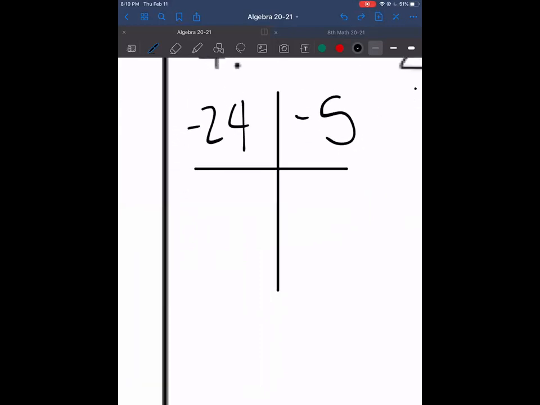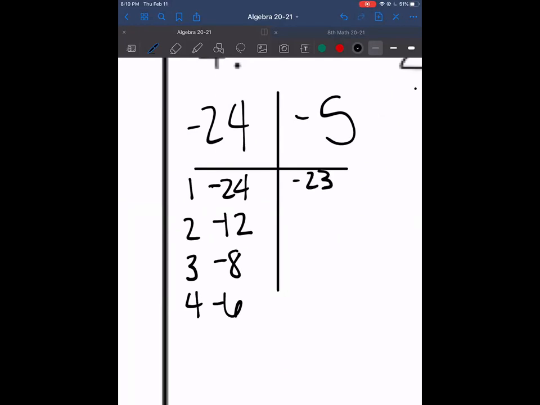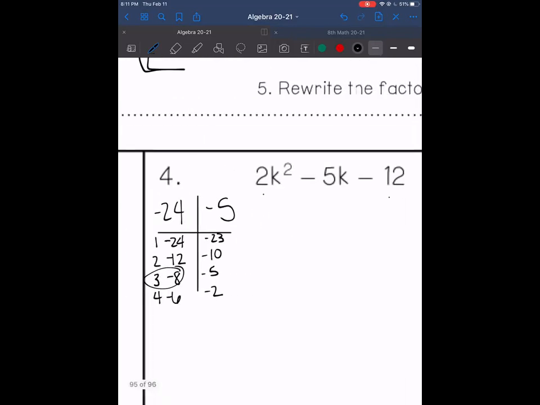We have 1 and 24, 2 and 12, 3 and 8, 4 and 6. Remember, my bigger number is negative. Okay. 1 minus 24 is negative 23. 2 minus 12 is negative 10. 3 minus 8 is negative 5. So 3 and negative 8 are my integers that I'm going to use to rewrite.